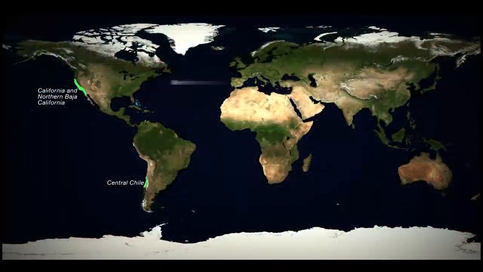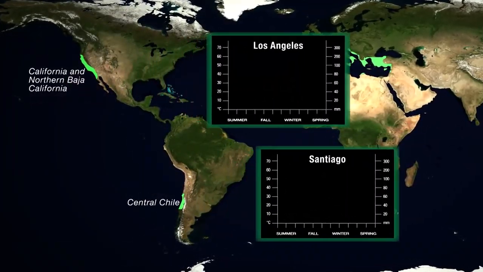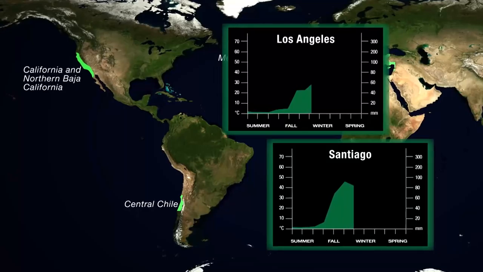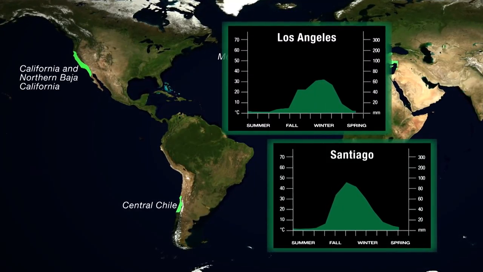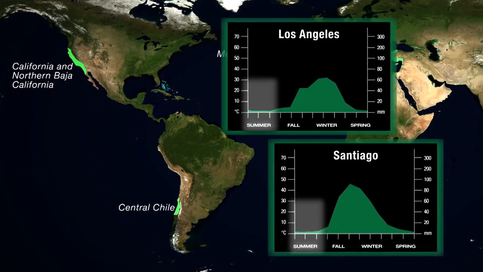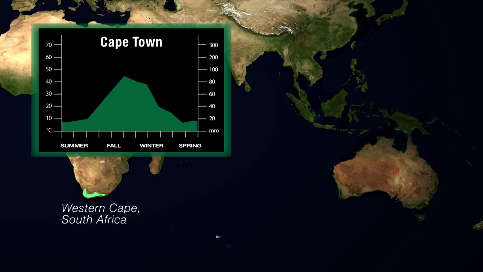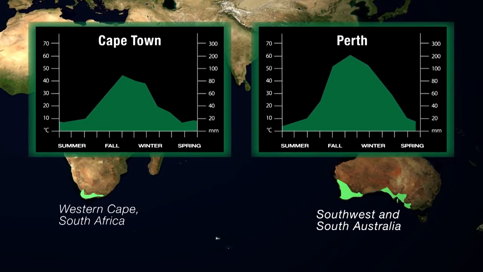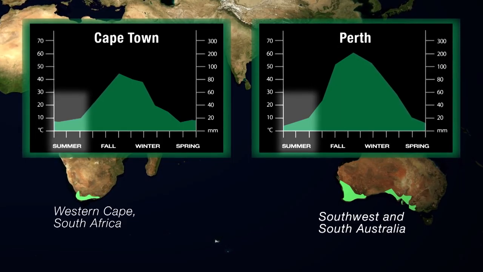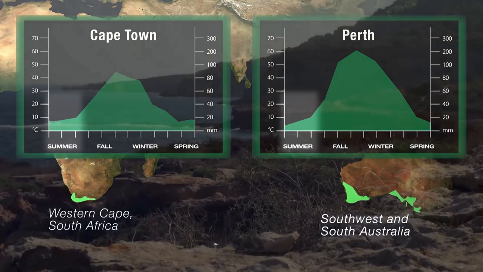Of the five Mediterranean climate regions, California and central Chile experience the most rainfall variability, both within the course of a single year as well as from year to year, and almost never receive summer rain. By contrast, the Cape region of South Africa and Southwest and South Australia get showers even in summer. These differences have affected the ecology of each region.